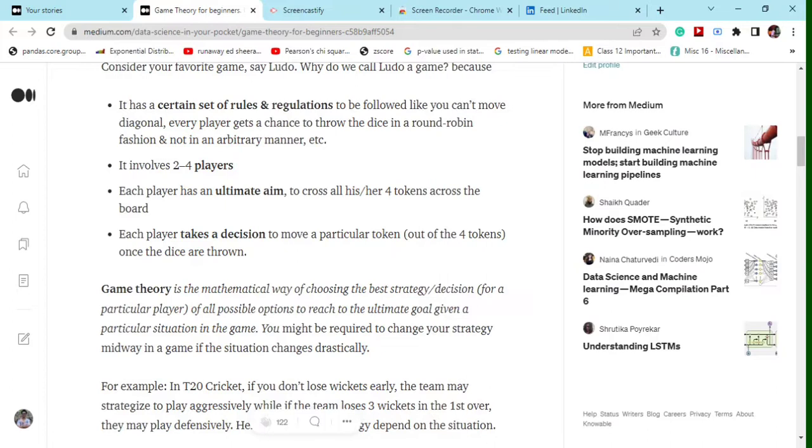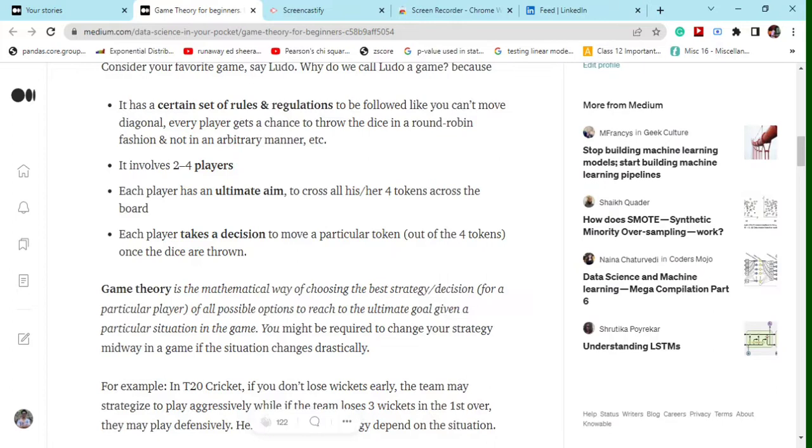Now, talking about what is game theory. Game theory is a mathematical way of choosing that particular strategy. Which token should I move? Or which decision should the player take to reach the ultimate goal given a particular situation in the game.